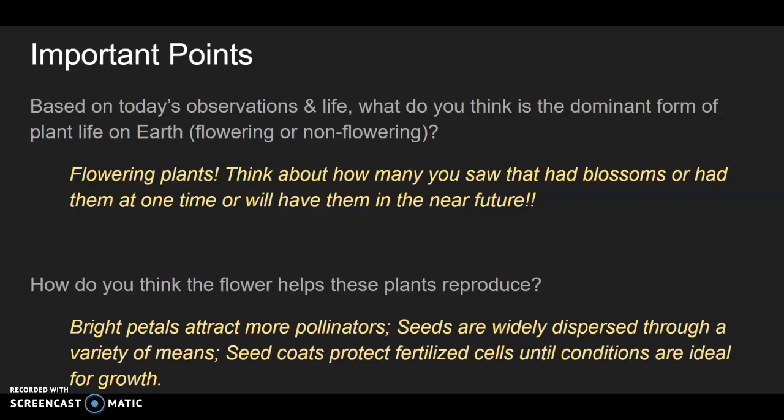So back to the flower helping a plant reproduce, by attracting those pollinators. If they have produced seeds, then they're able to get those seeds spread out. Some are prickly and can be attached to your clothes as you walk by a plant, and then they get brushed off, dusted off in another location. And then the seed coats, that was what I was mentioning a minute ago with the acorns.